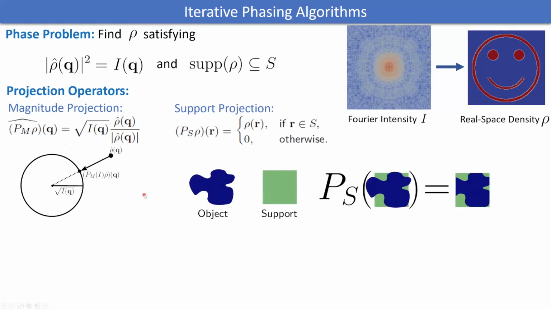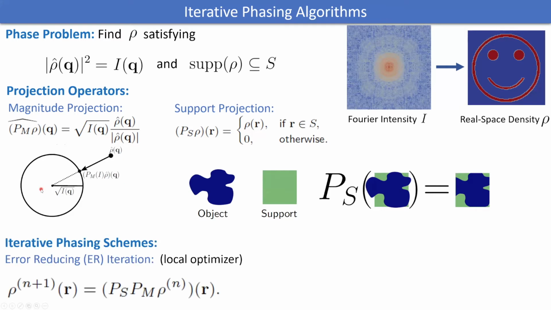And then for the support constraint, we have the support projection. All that does is it takes your current density and zeroes it out everywhere outside whatever your specified support region is. So pictorially, this corresponds to taking your object or your density here in blue and whatever support you want to impose on it, and then just seeing where your object extends beyond that support region and chopping the density off there.